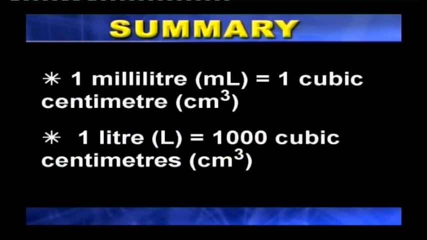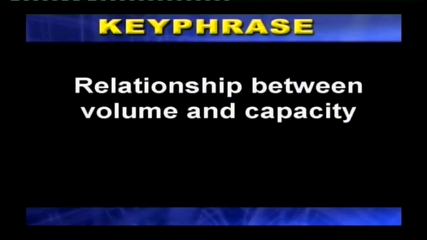Our summary points, just looking at our volume and capacity conversions. 1 milliliter is equal to 1 cubic centimeter. 1 liter is equal to 1,000 cubic centimeters. Our key phrase for today's lesson, class, could you read, please? Relationship between volume and capacity.